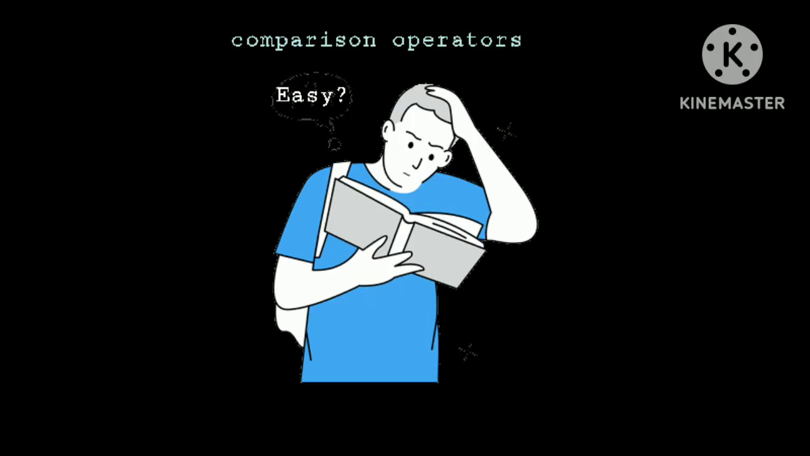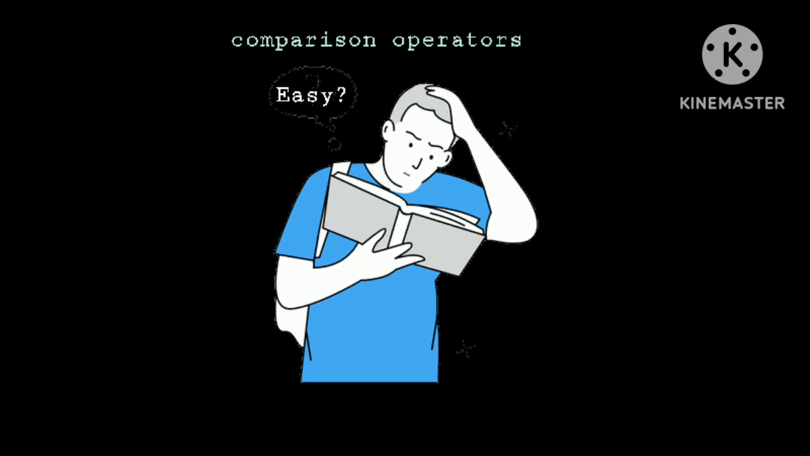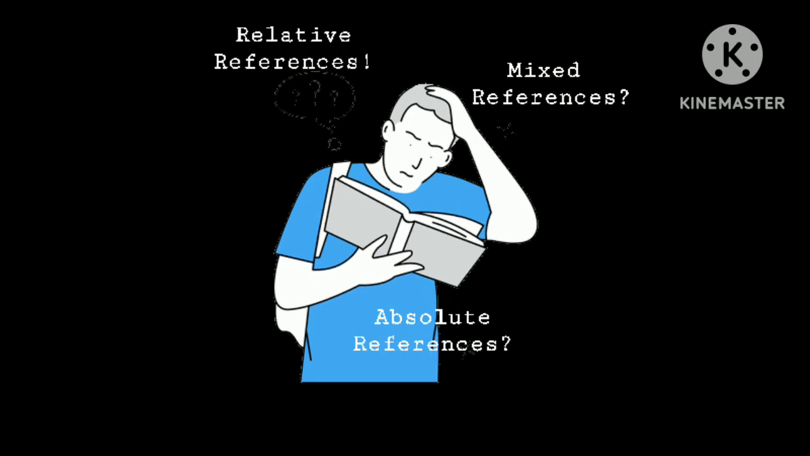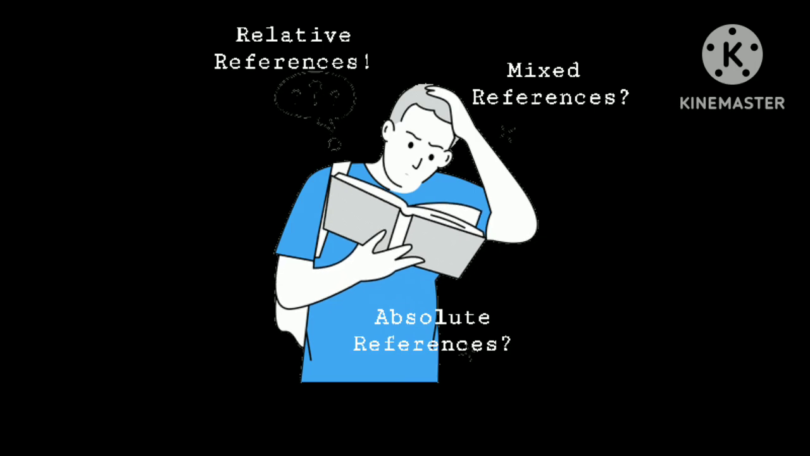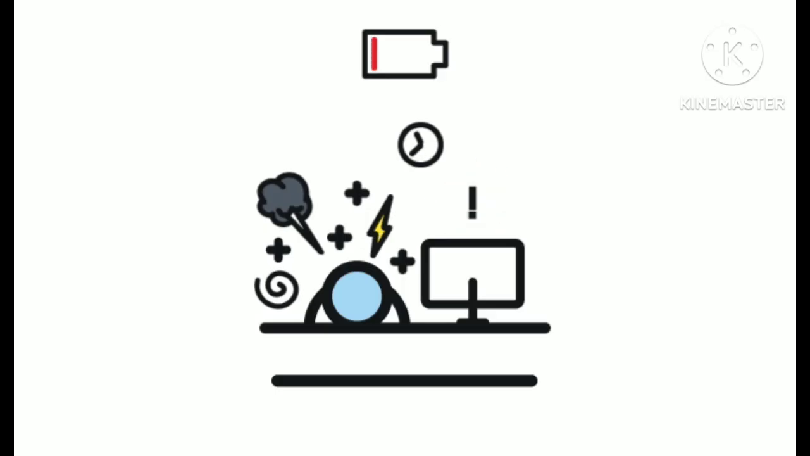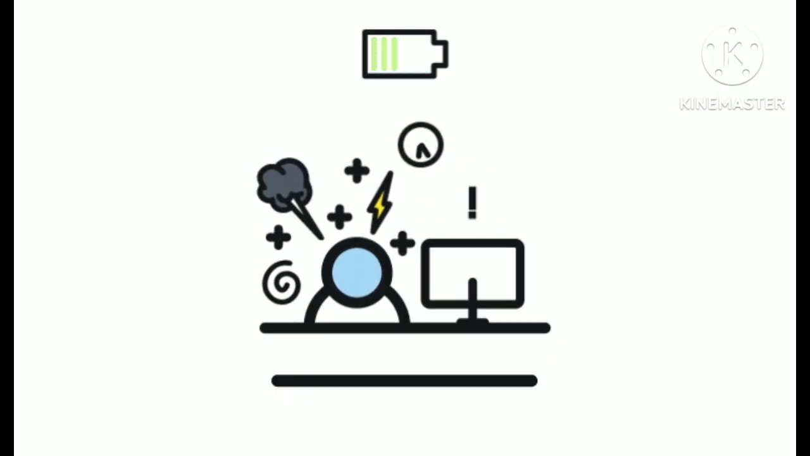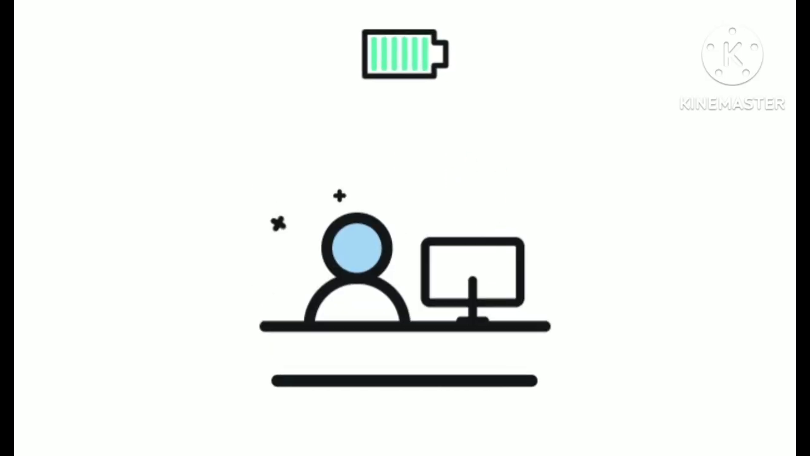Comparison operators felt easy at first, but things got confusing when I revisited relative, absolute, and mixed references. This was one of the hardest concepts to wrap my head around again. At one point, I misunderstood the terminology completely and thought mixed references were being referred to as relative ones. After some frustration, a different explanation finally helped clear that up.